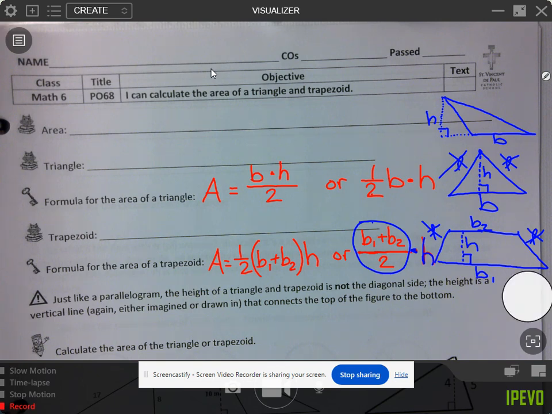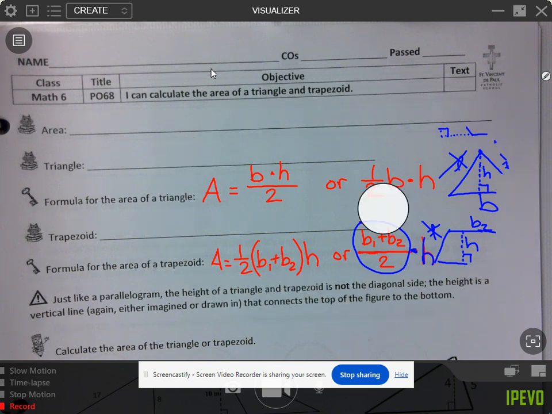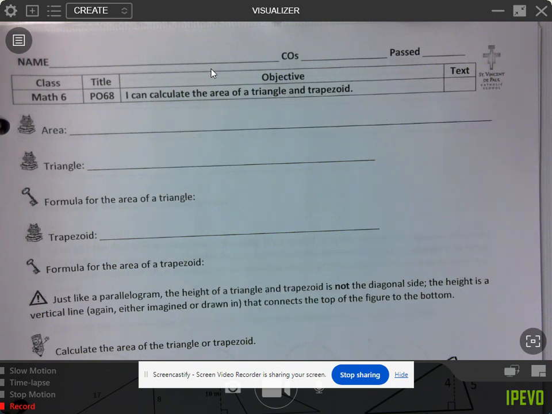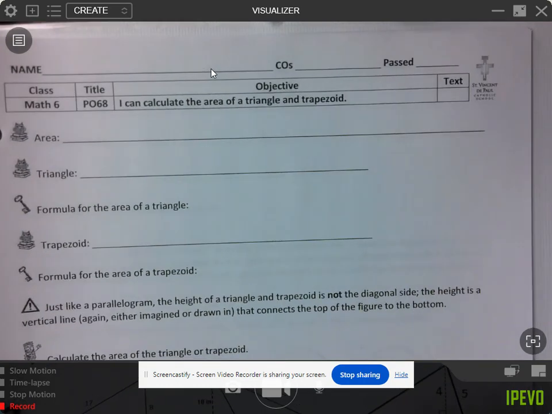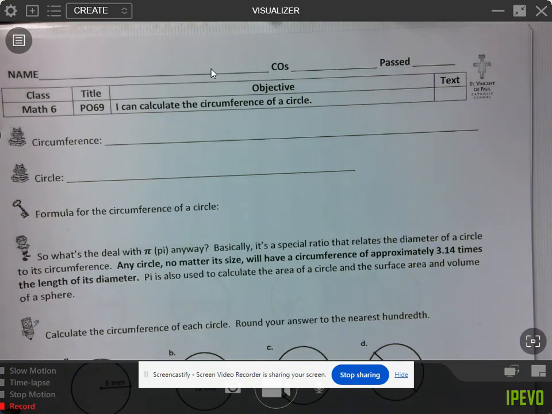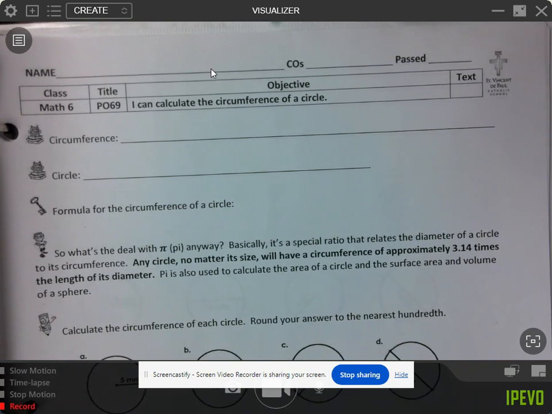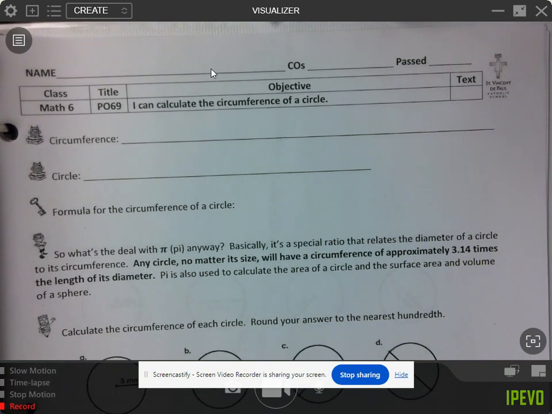All right, let's look at our next objective. PO 69. Now we're moving into circles. So, what important things do we need to know about the circle? What is the definition of the circumference? Connor? Distance around the circle.